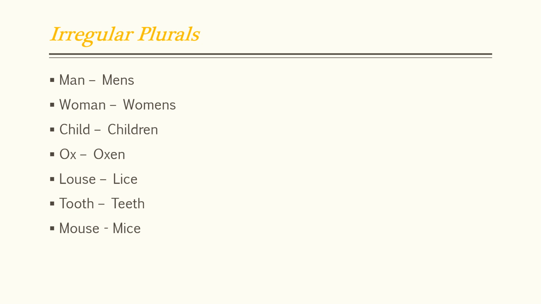Irregular plurals. Man, men; woman, women; child, children; ox, oxen; louse, lice; tooth, teeth; mouse, mice. Singular with s ending: physics, news, politics.